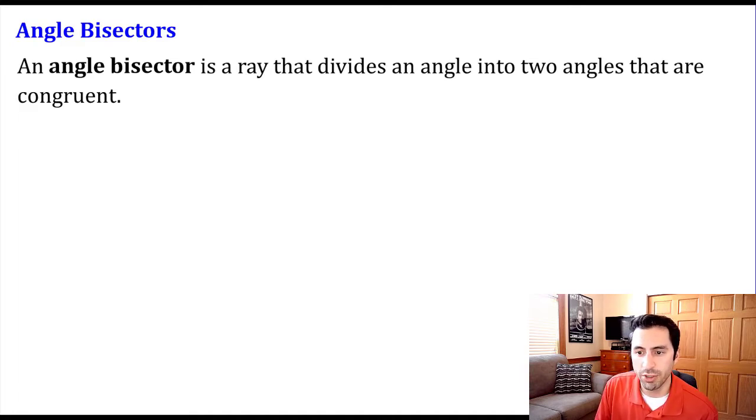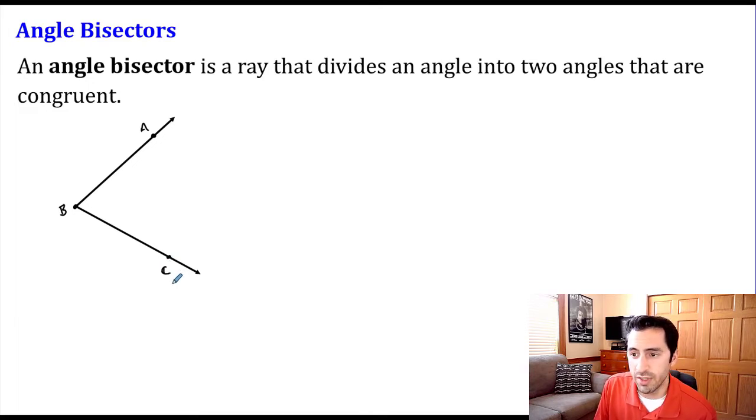Let's put a picture with this so we can make sense of it. So let's start off with any angle. I'll just draw a random angle here. And at the vertex, let's say that this is B. And then we'll put a couple more points on here. We'll say this is A, and then here we'll have point C.